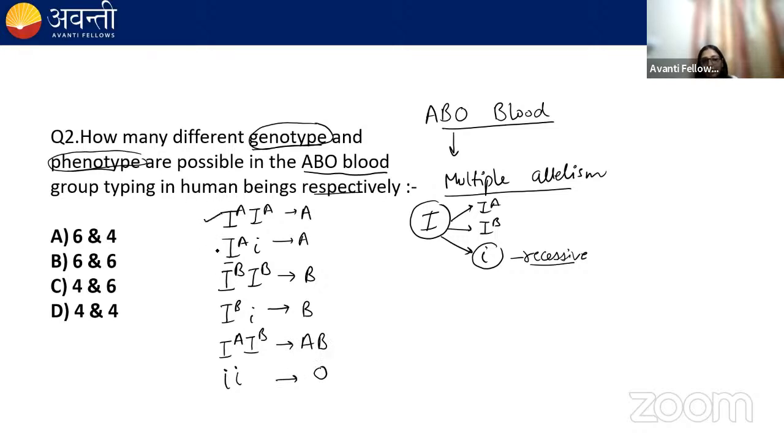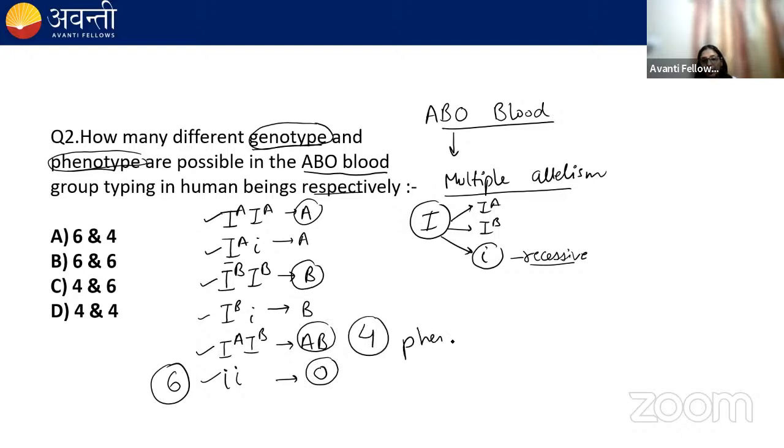So genotype is 1, 2, 3, 4, 5, and 6. You're having 6 genotypes, but phenotypes are 1 A, 2 B, 3 is AB, and 4 is O. The phenotypes are 4. Right? 4 phenotypes and 6 genotypes.